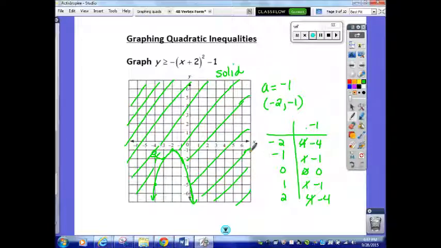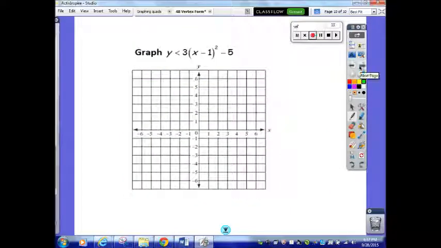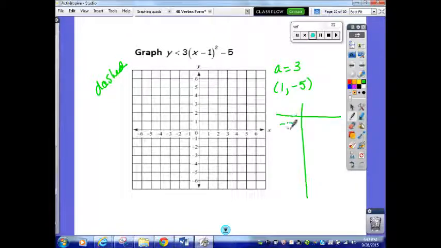All right, let's look at one more. This time I'm less than, so I'm going to be dashed. What do I got? I've got A is 3. My vertex is 1, -5. Parent point time, if you've got those memorized already. This time I'm multiplying by 3. Vertex is 1, -5.